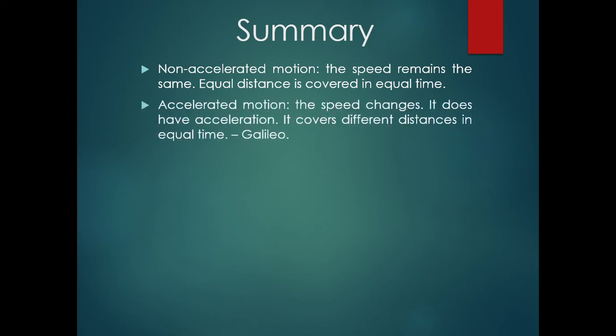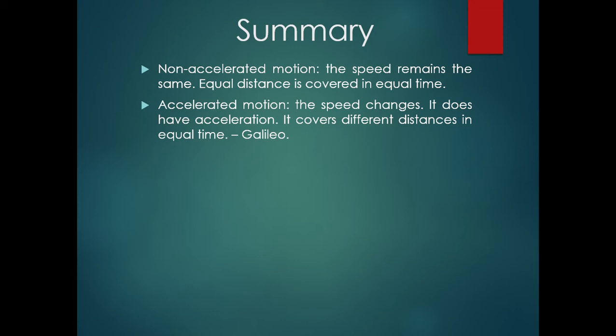Now let's go to accelerated motion. Basically, accelerated motion changes the speed. You could see that it had an increase in speed in the example that they gave you when the ball was coming down from a hill, and it does have acceleration. So what happened in the non-accelerated motion, since there is no change in speed, then there is no acceleration. But in the second example, the object actually had acceleration in it.